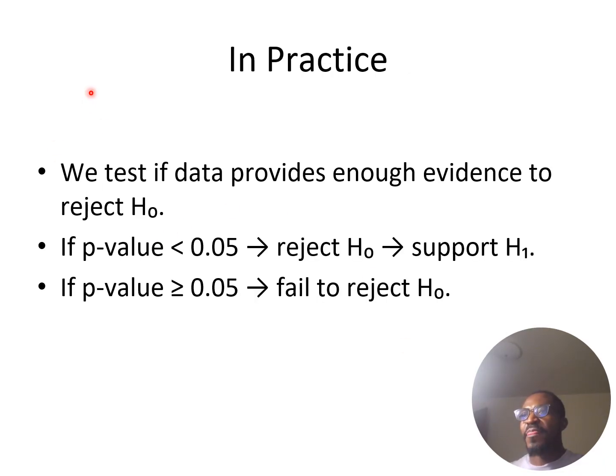So in practice, we use hypothesis testing to test if data provides enough evidence to reject that null hypothesis. We already saw what the null hypothesis is. If the p-value is less than 0.05, we will always reject that null hypothesis in support of what? The alternative. If the p-value is greater than 0.05, we are failing to reject that null hypothesis because we don't have enough evidence.